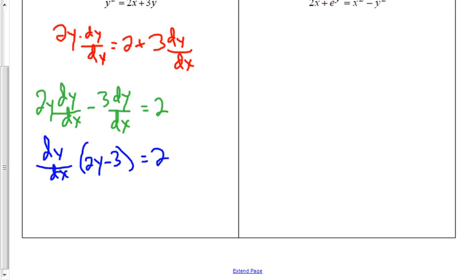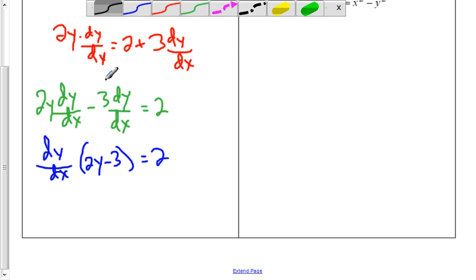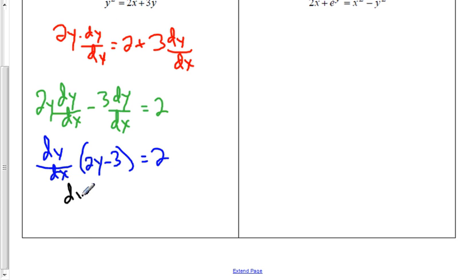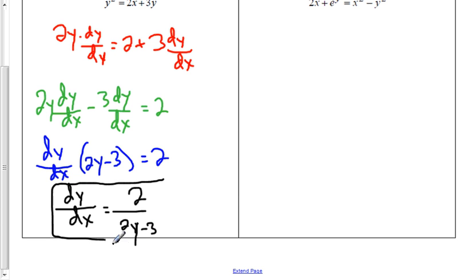And now I'm going to solve this and get dy/dx by itself. How do I do that? I undo multiplication by division. So dy/dx equals 2 all over 2y minus 3. Okay, and that's the derivative of that implicitly defined equation.